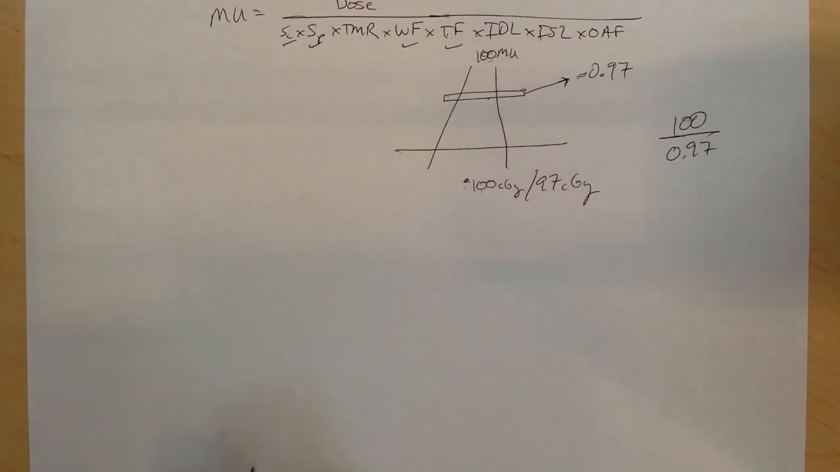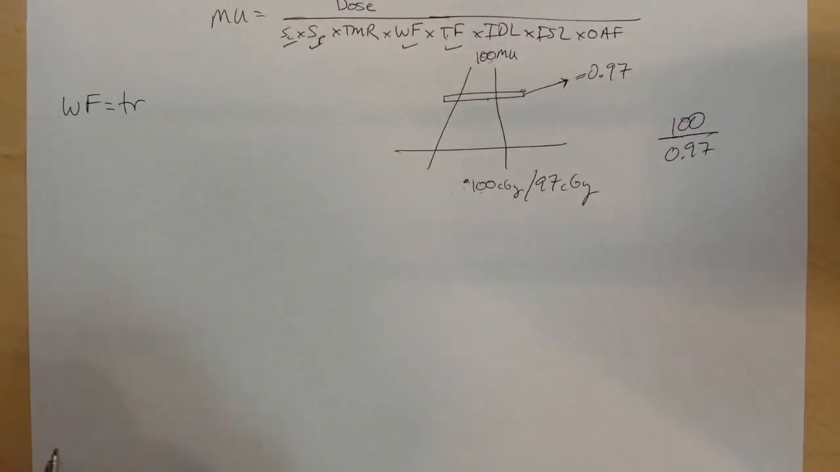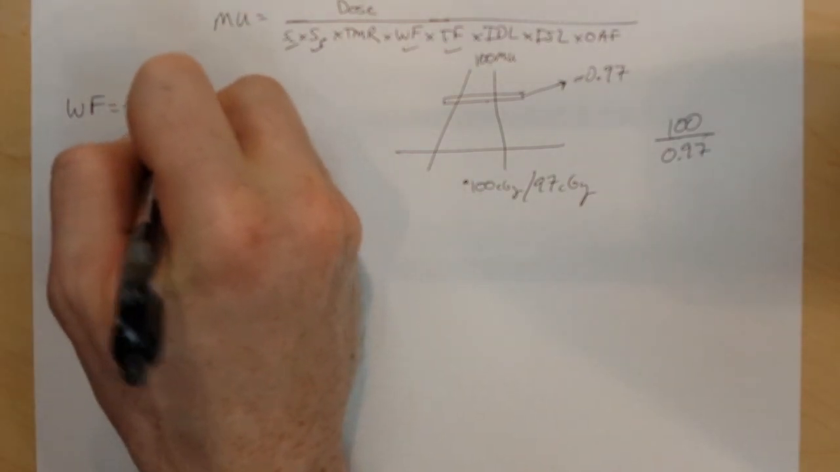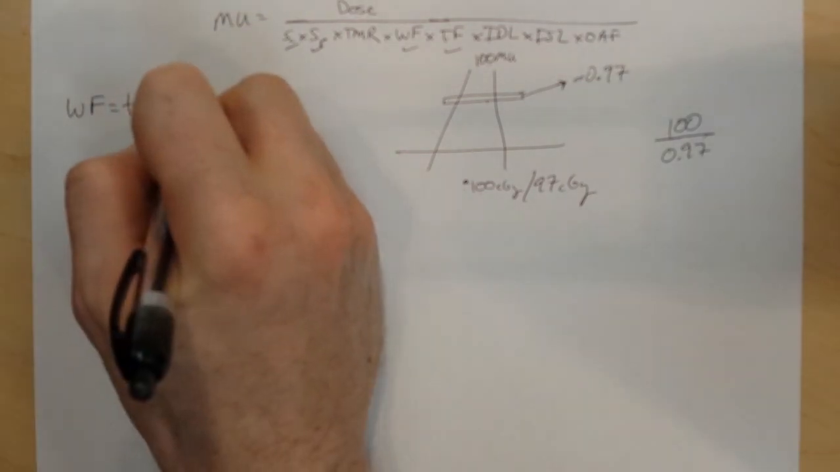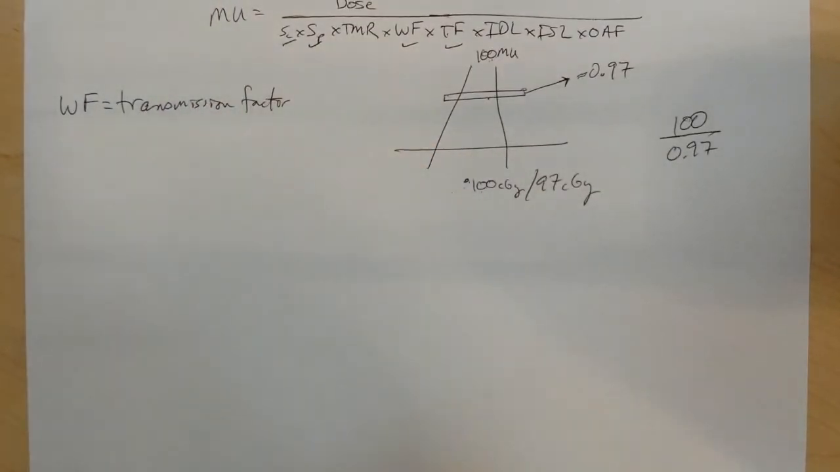The physicist measures without the wedge and with the wedge, and he divides the two. So the wedge factor is strictly a transmission factor. Okay? It's nothing else.